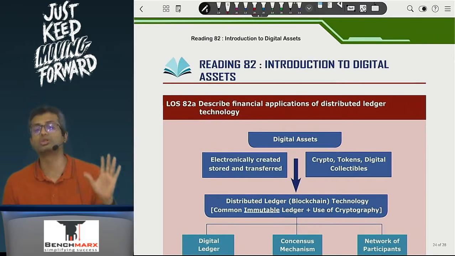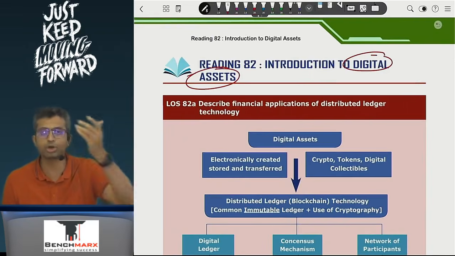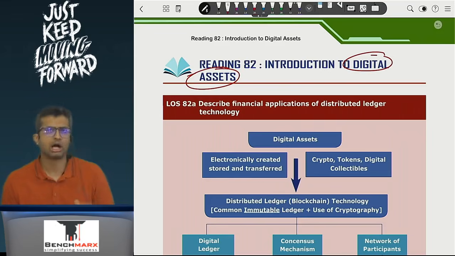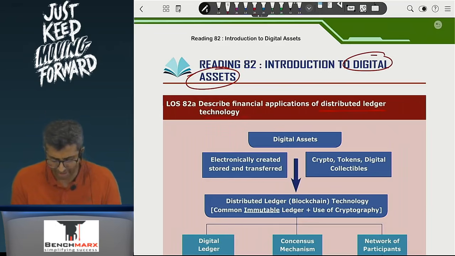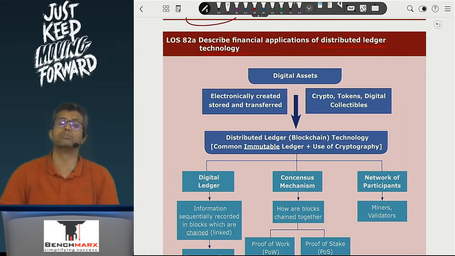And then we go to the last reading over here, that is Introduction to Digital Assets. It's a fairly new reading, and over here you are going to study a lot of new things which are happening around, which is also an investment category. So when I look at digital assets, one of the most common applications will be distributed ledger technology, which is based on blockchain technology.